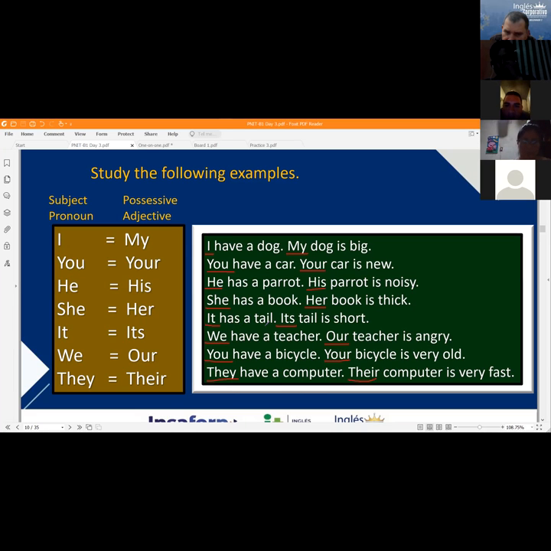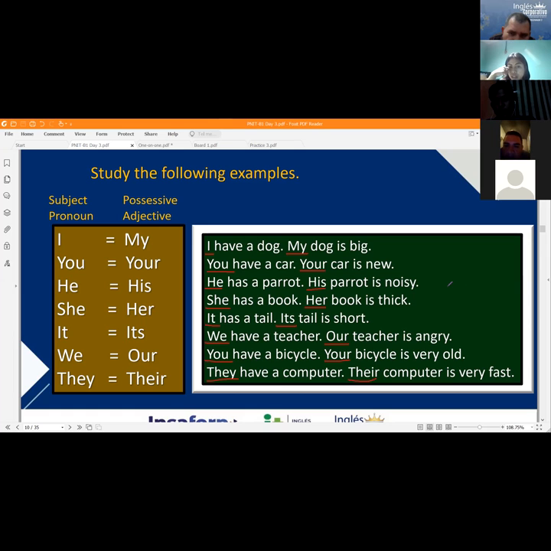It has a toy. It's stylish. We have a teacher. Our teacher is angry. You have the bicycle. Your bicycle is very old. They have a computer. Their computer is very fast.